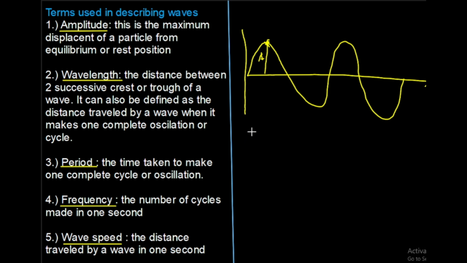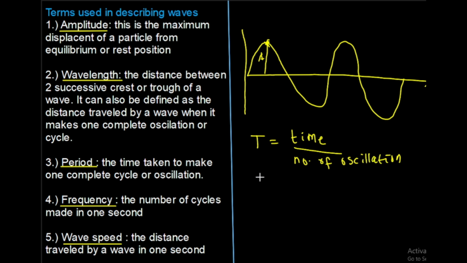Now we also have what we call the period of a wave. The period is simply the time taken to make one complete cycle or oscillation, and it is represented with the symbol T. Mathematically, period is equal to time divided by number of oscillations. Time period is the time taken to make one complete oscillation, and mathematically, period is time divided by number of oscillations.